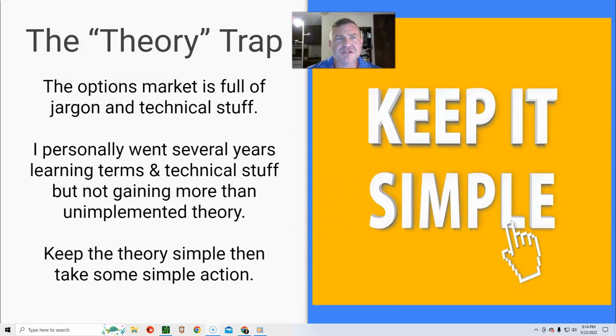Let's talk about using these options. There is a theory trap. This theory trap has to do with the options markets being full of jargon and technical stuff. I personally went several years learning all these terms and technical stuff, but I wasn't gaining anything more than unimplemented theoretical knowledge. So keep the theory simple. Learn some theory, and then start taking some simple action.